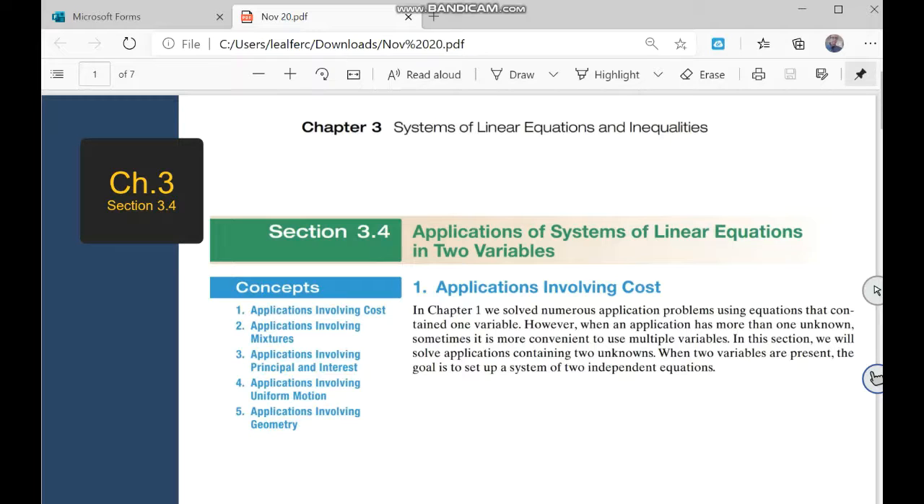Today we will work on a few applications, because systems of linear equations have so many applications, and it's interesting to understand and realize it. Those applications listed here are just a few that you're going to find most commonly on your tests, on your FSAs, on the SATs.